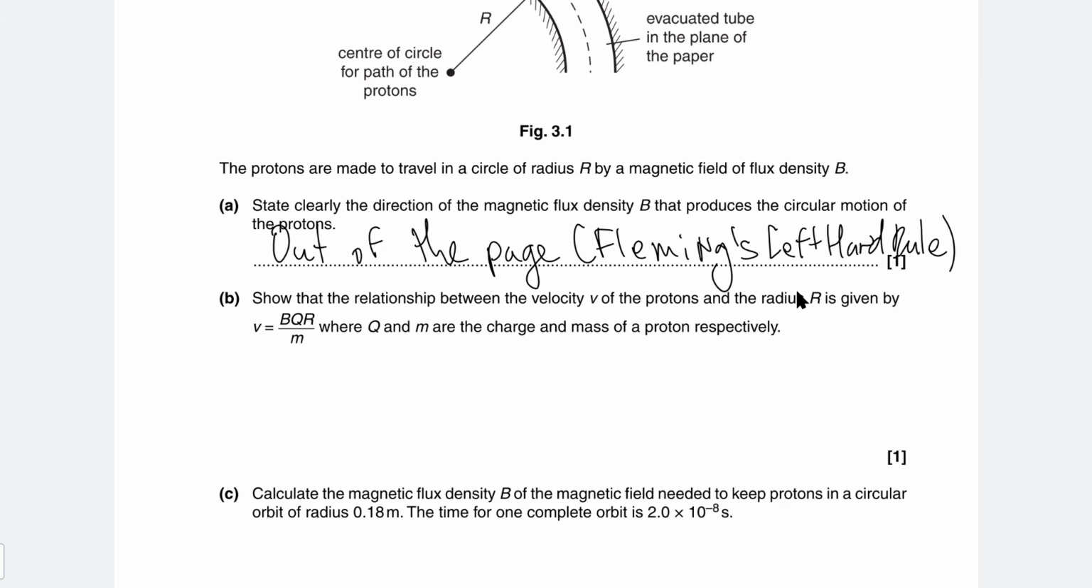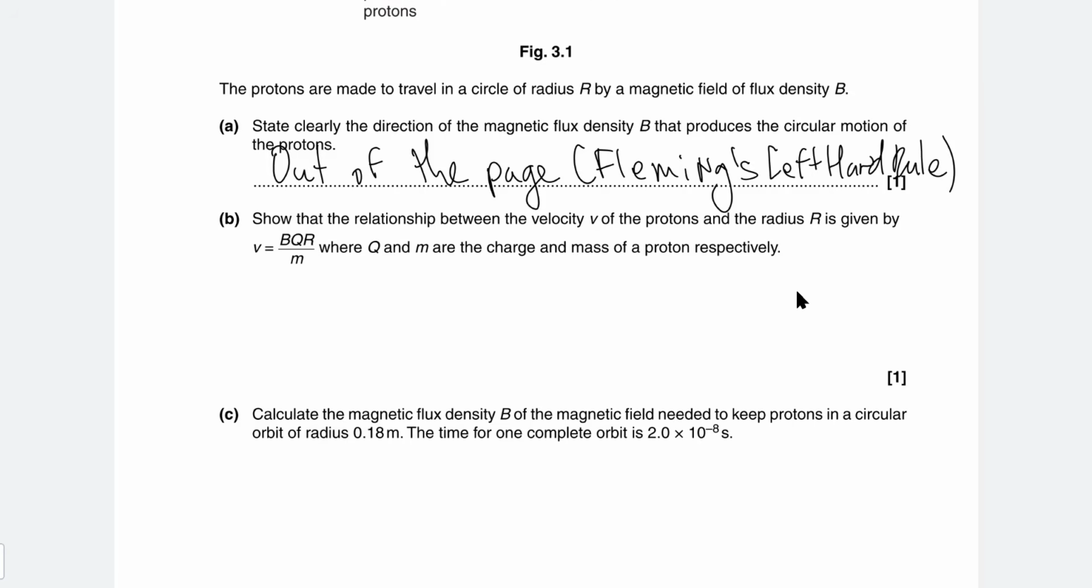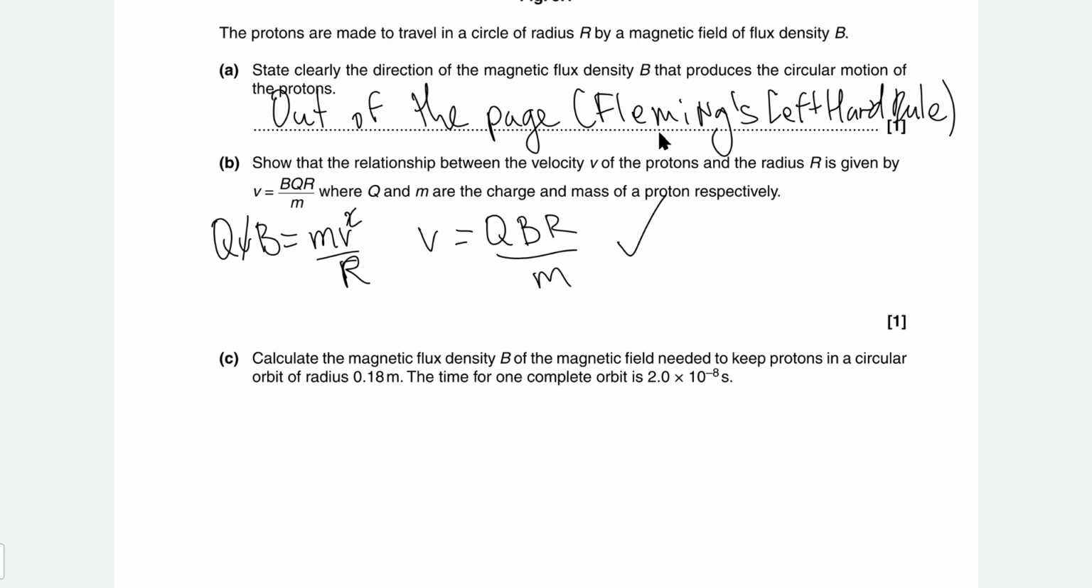Show the relationship between the velocity v of the protons and the radius is given by the following expression, where q and m are the charge and mass of a proton respectively. Well, because this object is moving in a circular motion, we can set the magnetic force, which is qvB, equal to mv squared over r. We can cancel out those v's, and rearranging for v, we get that v equals qBR over m, where the radius is given by capital R, which is the expression they were looking for.